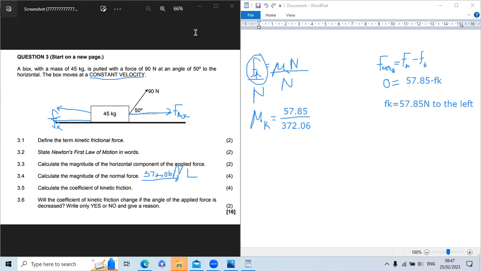Jason, what's your answer for the coefficient? Can you hear me? Because I asked you a question. Yes, I can hear you. I'm just asking what's your answer for this? I got 0.16.